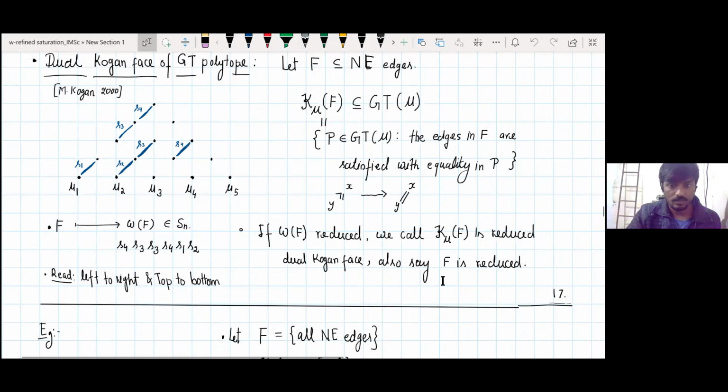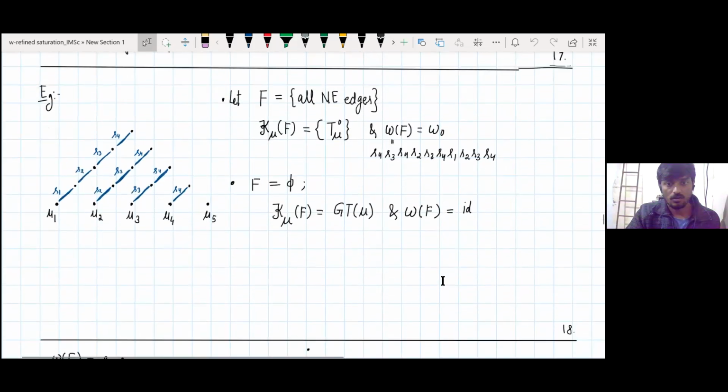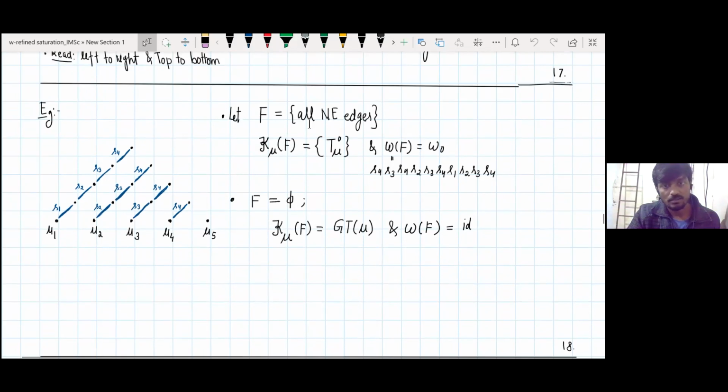Okay, so for example, if F is all the northeast edges, suppose you take everything, you have to put equal everywhere. Corresponding to that, the GT pattern is the highest one, the dominant tableau of shape mu. So this is just a singleton, and the reading word corresponding to that is the longest one. And if F is the empty set, none of them, that means there is no equality, so that will be the full GT polytope. And the reading word of this face will be the identity.